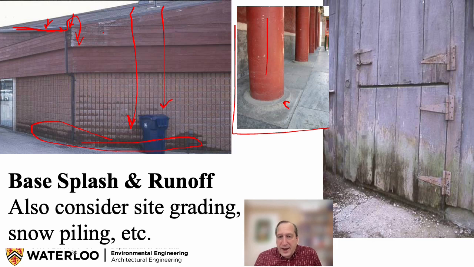On the right-hand side, we have a 100-and-some-year-old shed/barn in Waterloo. What we see is that the wood siding comes down really close to grade, and as a result, it's been rotting and slowly moving back again. You can see that here by the door as well.